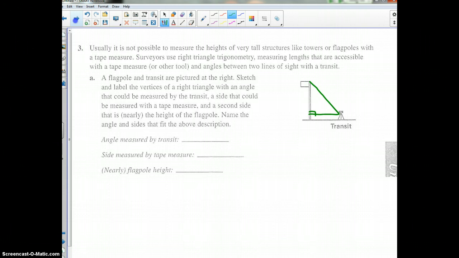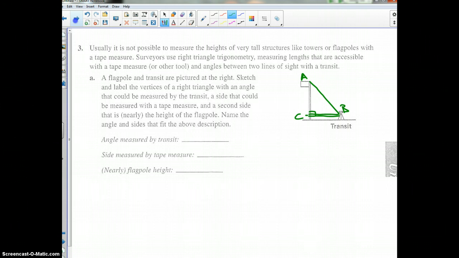Across the bottom here we have basically the distance you can measure with the tape measure, and then you have the angle that can be measured by the transit. So you're supposed to label the vertices. Label them however you want. I'm choosing to label them in that order.